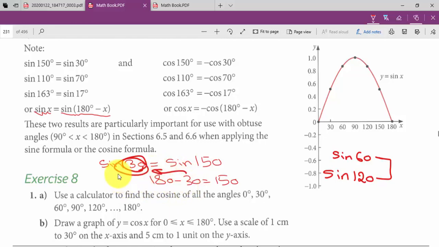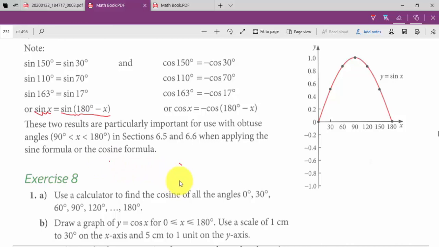For cosine, it sounds similar, but for cosine, only one negative will be added to the result. How? As you see in these given examples, cosine of 150 is equal to negative cosine of 30. When we subtract 30 from 180, the result is 150. So since, when you add them, it's 180, the cosine of this one is the negative of the cosine of the other one. The same thing is right about any two numbers that add up to 180 together.